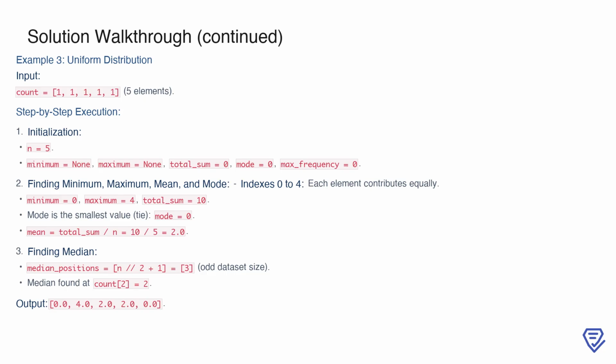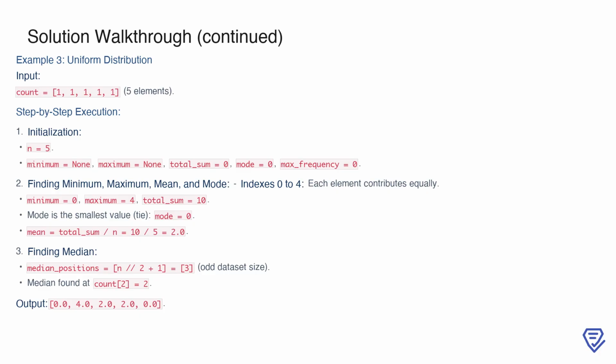Finally, let's examine a uniform distribution where every value from index 0 to 4 has a frequency of 1. Here, n is simply 5, the total number of elements. For the initialization, we begin with minimum, maximum, total_sum, mode, and max_frequency set appropriately. Each index contributes equally, so the minimum is 0, the maximum is 4, and the total_sum is the sum of all indices, which is 10.